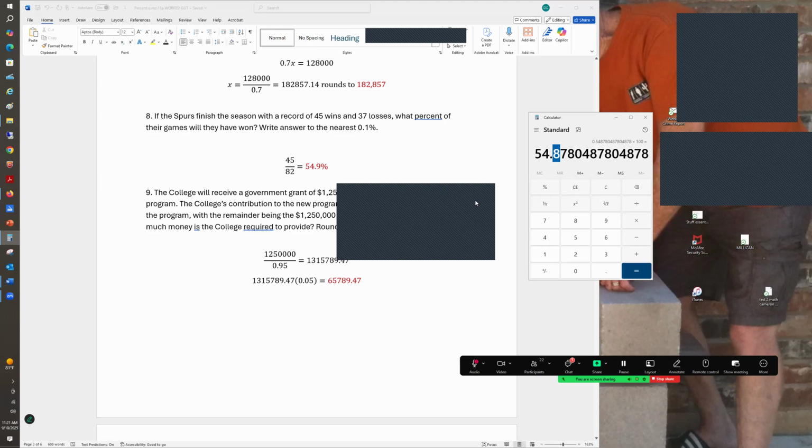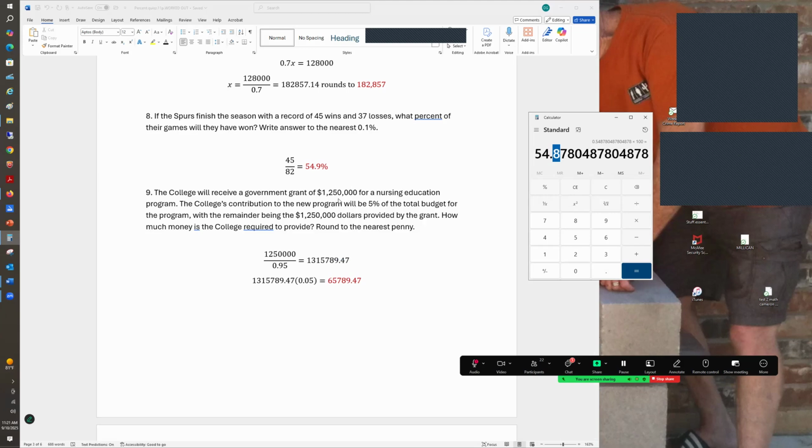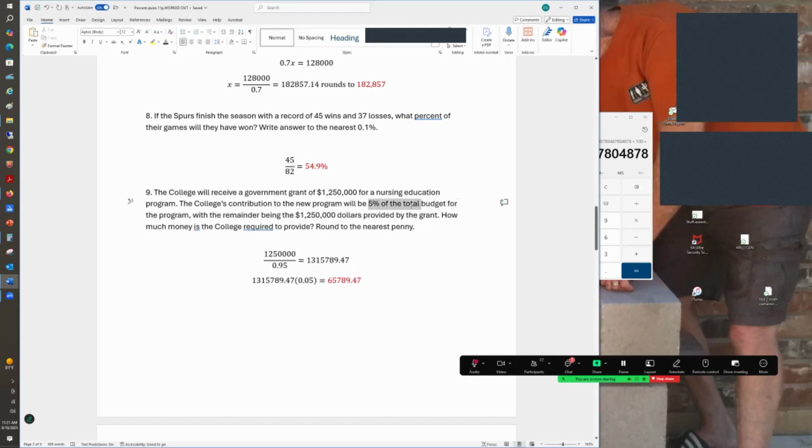Okay, the government grant problem. It gives people a lot of trouble. The government is going to give us $1,250,000 for a program. The college must contribute 5% of the total budget. 5% of the total budget is not 5% of 1,250,000. That's not the total budget. What's the total budget? We don't know.